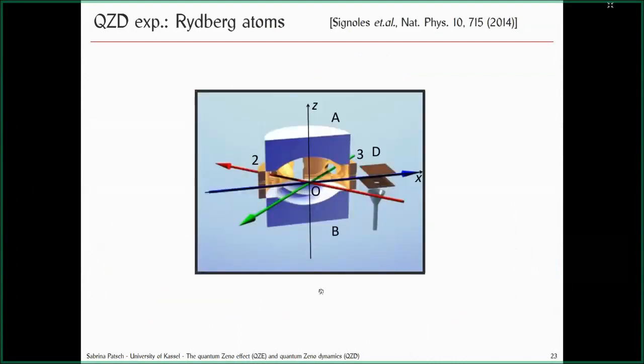First, I want to explain how the experiment is set up. We have a beam of rubidium atoms. It's actually the same kind of atoms as before, but now in the Rydberg state. Here you see the experimental chamber. The blue arrow indicates the atoms flying through the chamber. It's not a microwave cavity, it's just an experimental chamber, so there's no cavity here.